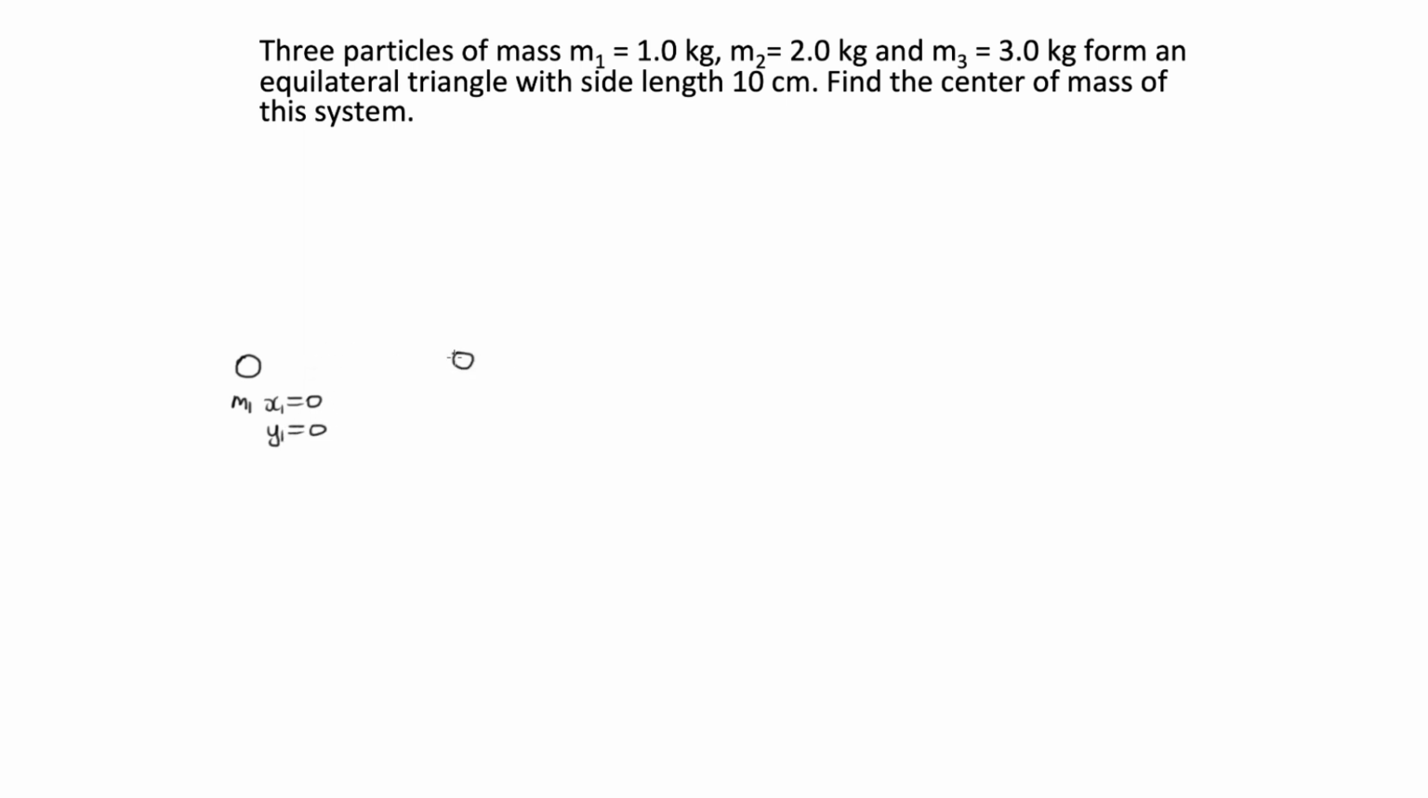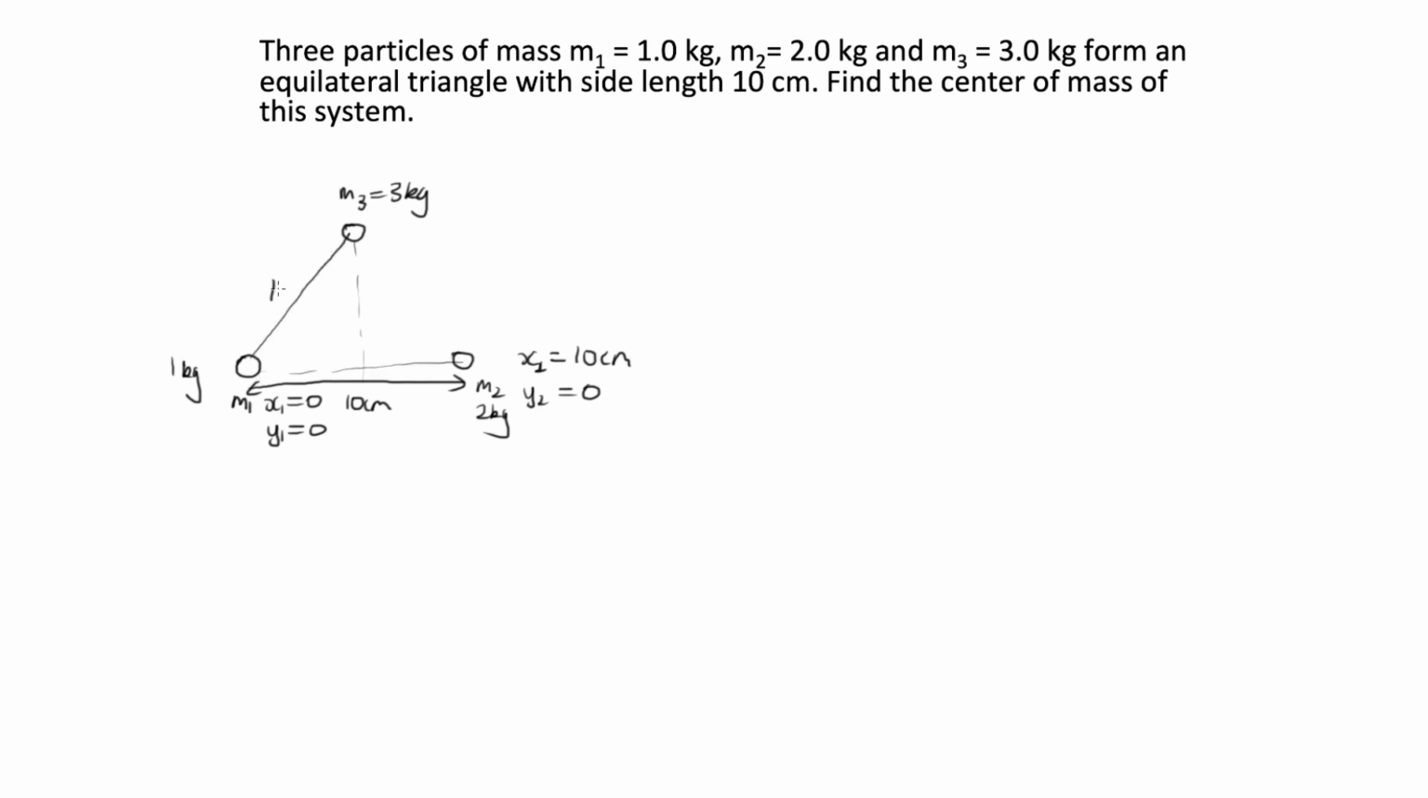Now we'll put M2 10 centimeters away along the x-axis. So this here is 10 centimeters and this is M2, and it's at location X2 equal to 10 centimeters and Y2 equal to 0. And then it's an equilateral triangle. So M3 is up here. M3, which is 3 kilograms, this is 2 kilograms, this is 1 kilogram. It's up here. We'll be able to calculate this height, and we'll have to do that soon.